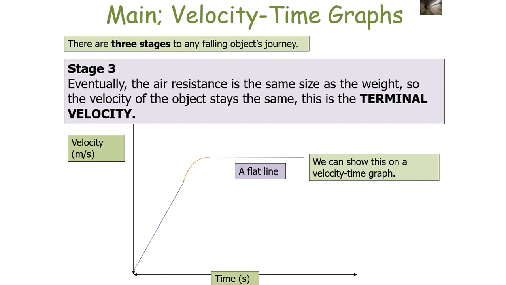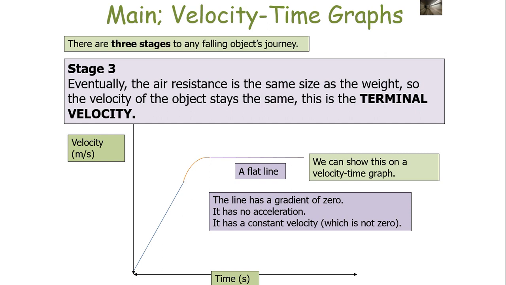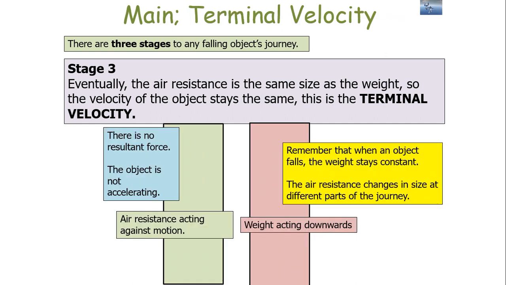So we can show this particular idea on a velocity time graph with a flat line, because this flat line has a gradient of 0, so it has no acceleration. So it has a constant velocity, which isn't 0 because it would be on the bottom axis, on the x-axis, if that was the case. It has reached terminal velocity. So you can see on a velocity time graph when a fallen object has reached terminal velocity because it will have a flat line which is not on the x-axis.